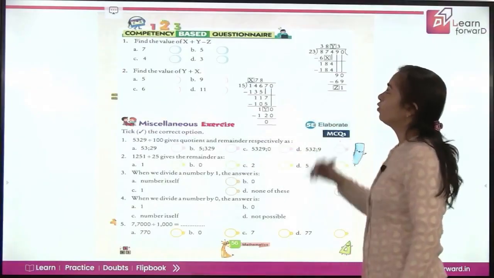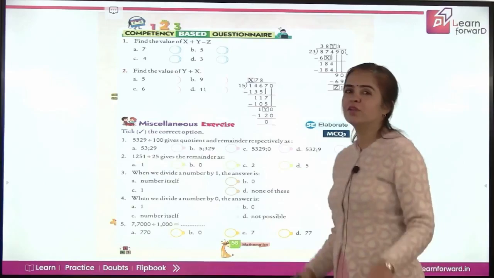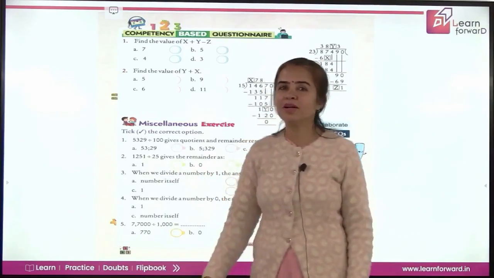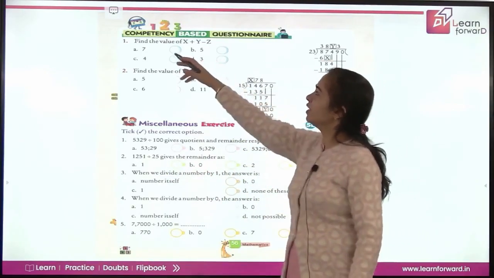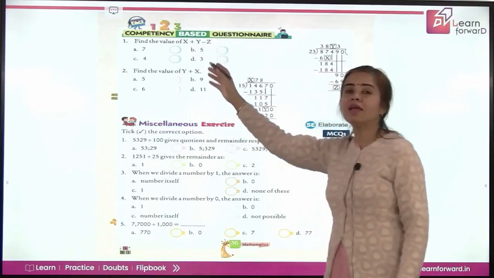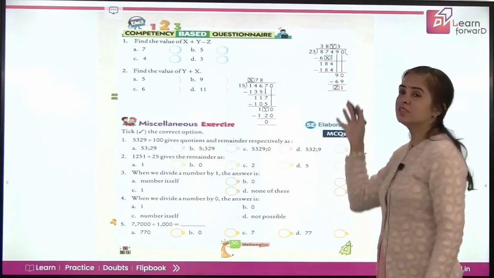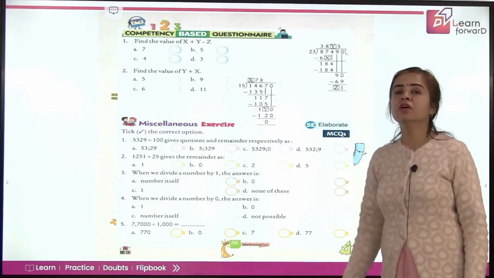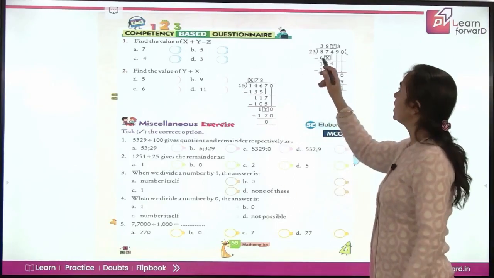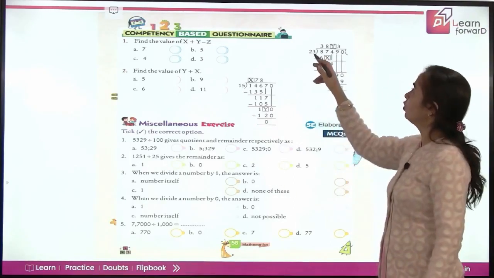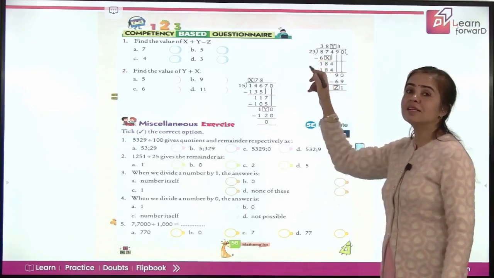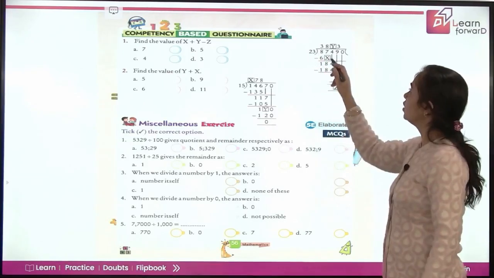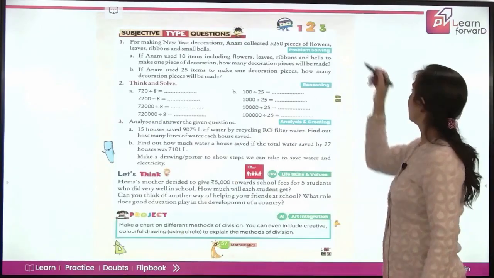So here we have competency based questions for those who are preparing for Olympiads. Let's start with the first one. Find the value of x plus y minus z. So here is a division given to you with some missing values. Let's first find out the value of x, y and z. So we have 23 times 3 is 69. That means the value of x is 9.